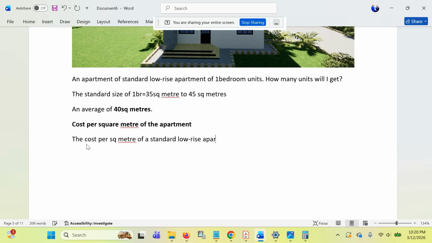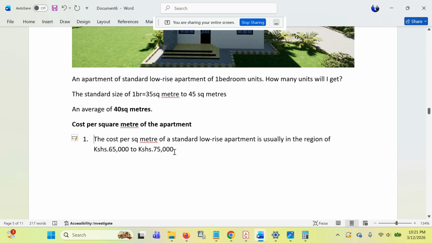Now this is also important. You need to know this. The cost per square meter of a standard low rise apartment is usually in the region of Kenya shilling 65,000 to Kenya shilling 75,000.